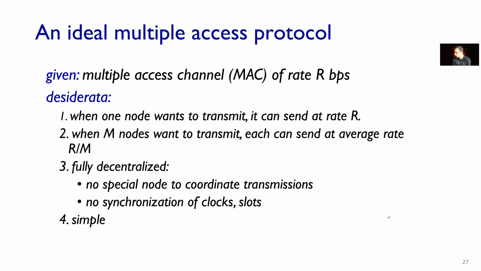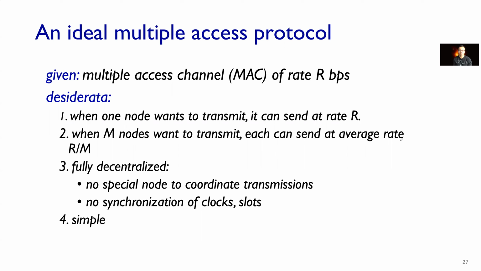So before we start looking at examples, what may be the ideal properties that these protocols should aim for, right? How do we define what is a good multiple access protocol? So imagine you have a broadcast channel which has a data rate, transmission rate, of R bits per second. So these are essentially 4 key properties that we want a good multiple access protocol to achieve.